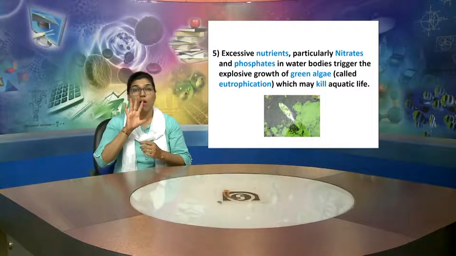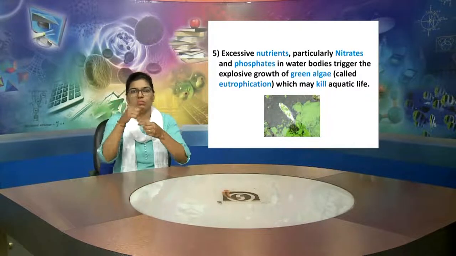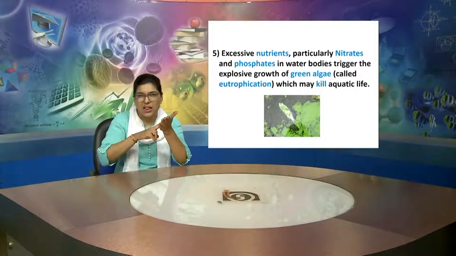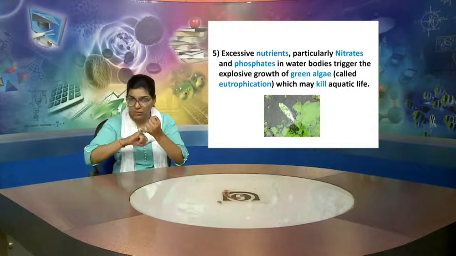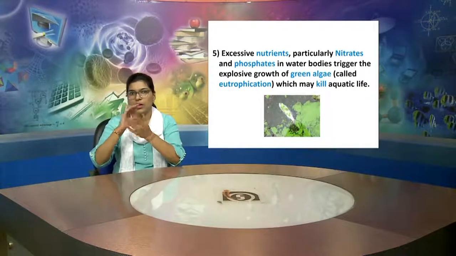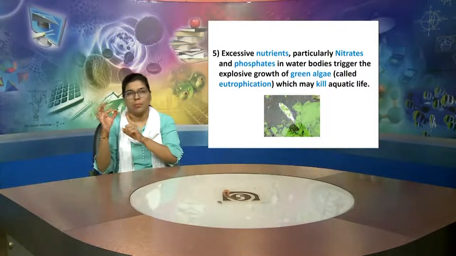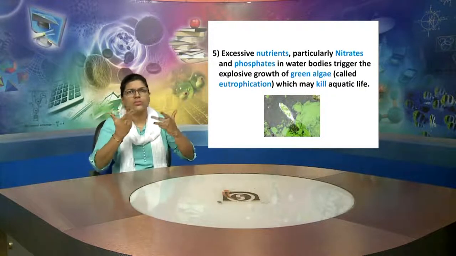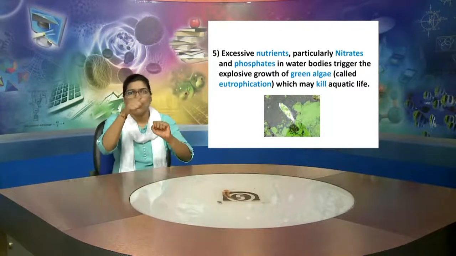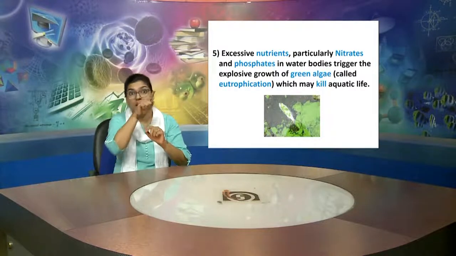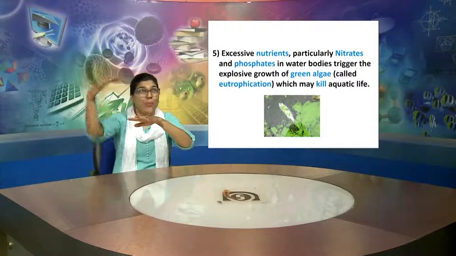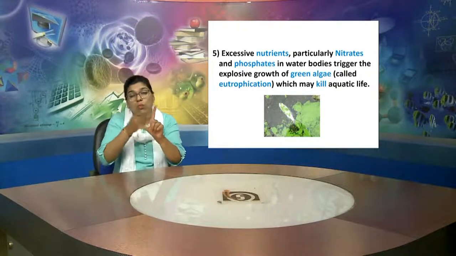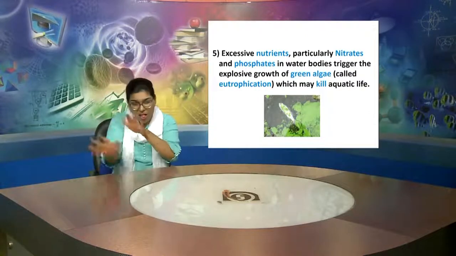This fifth point on the screen explains the excessive nutrients, particularly nitrate and phosphate, in the water bodies. In short, we will use N for nitrates and P for phosphates. These two nutrients in water trigger the explosive growth of green algae, which is called eutrophication.